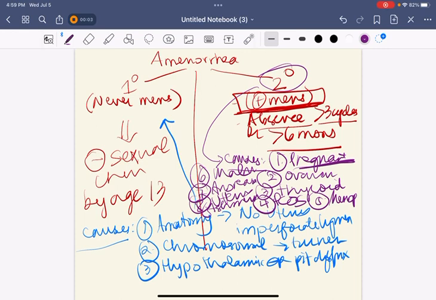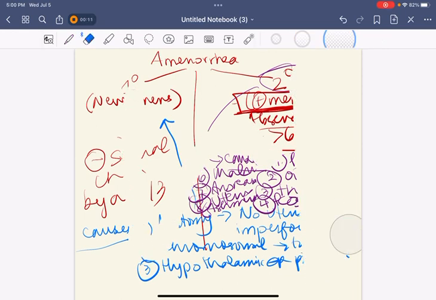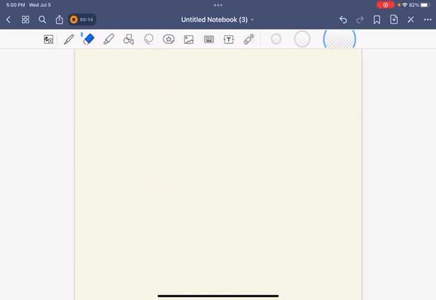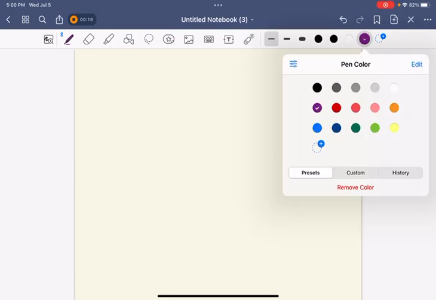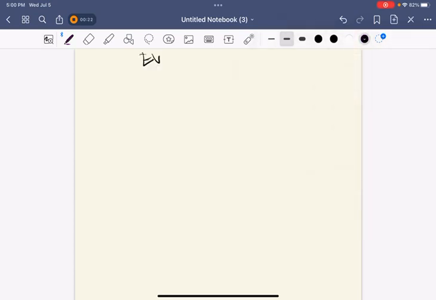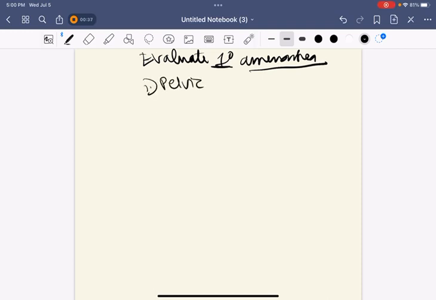Now let's talk about how we can evaluate primary amenorrhea. First, whenever there is amenorrhea, what will we do? We will do a pelvic exam or ultrasound. Remember, for primary amenorrhea, the patient has never menstruated, so we have to see if the patient has a uterus or not, right? For that, we will do a pelvic exam or ultrasound.